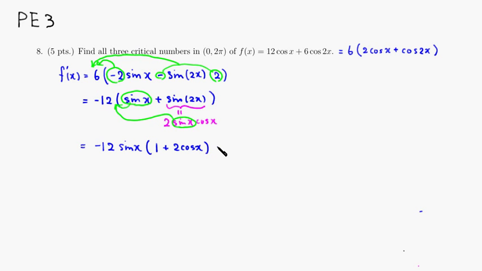And we're going to set this equal to 0 to find the critical numbers. So here there are two possibilities. We can make sine of x equal to 0, or we can make 1 plus 2 cosine of x equal to 0. For this one, solving for cosine, we want the cosine of x to be negative 1/2.